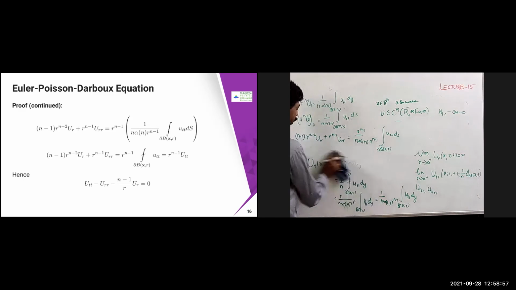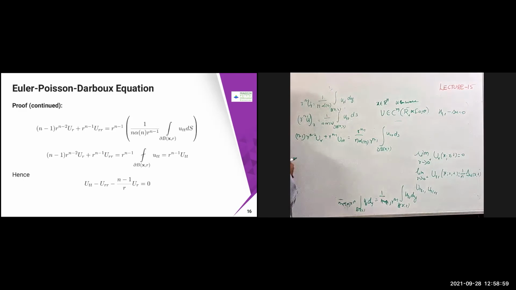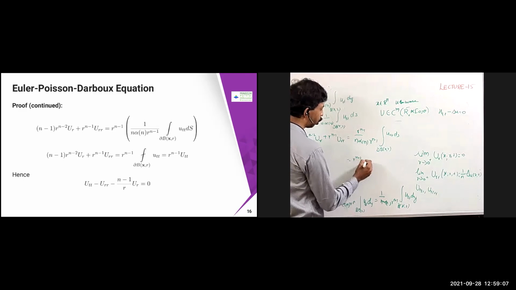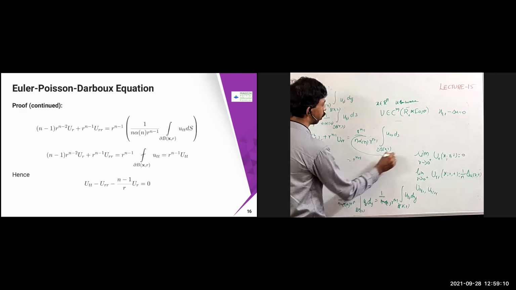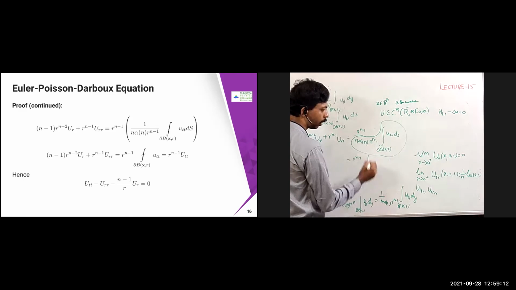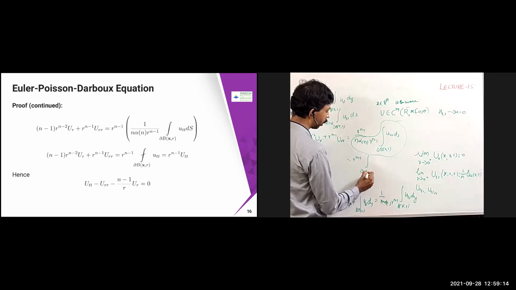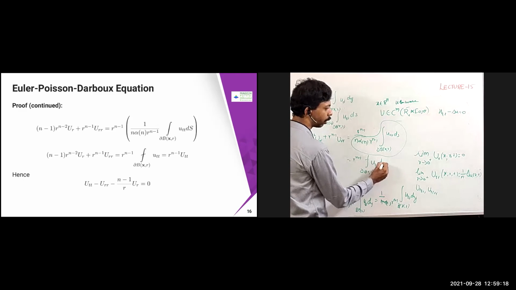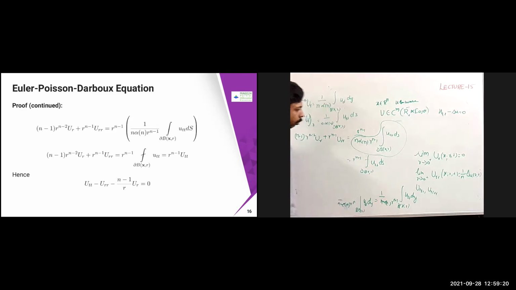Okay, so what is this one? This is going to become, I can just write this as n minus, this is as it is, this is as it is. Right hand side I'm just going to write as R power n minus 1 into this part. This part is going to be the integral over ∂B of (x, r bar) of UTT into ds.